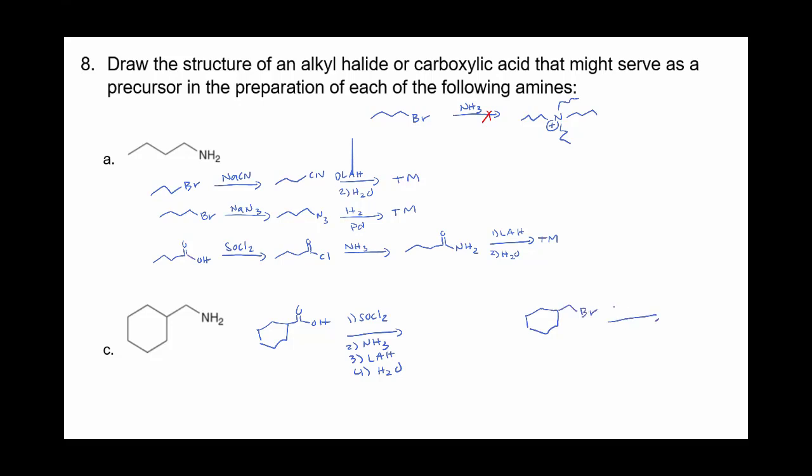Or you could use the NaN3. So if you're given any alkyl halide, then you can use the shorter route, which would be the NaN3. But if you have only a carboxylic acid available, then you'd have to go through this other route here. Questions on that one?